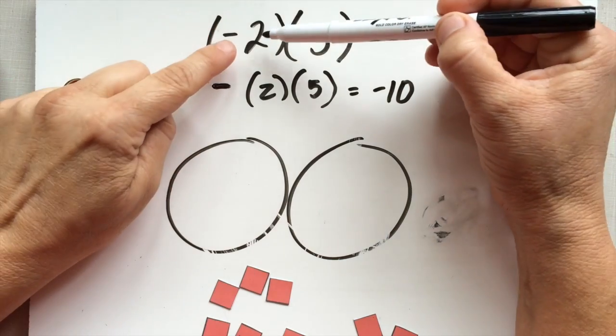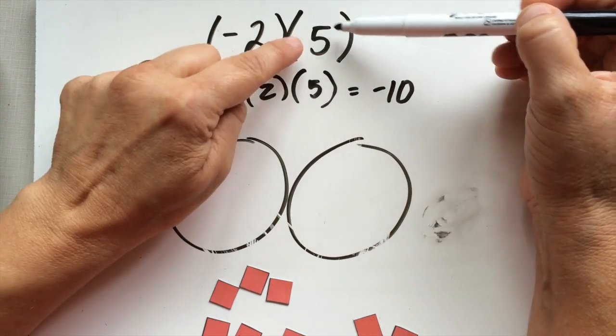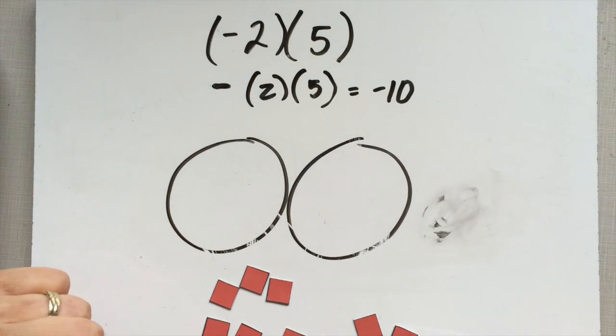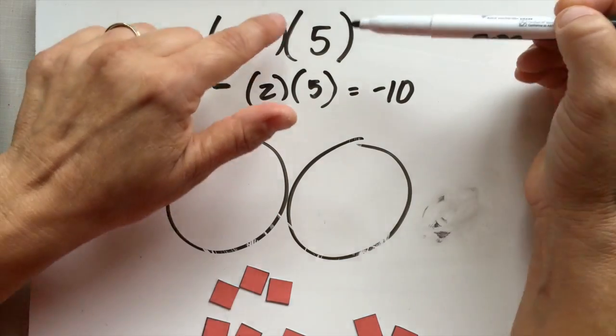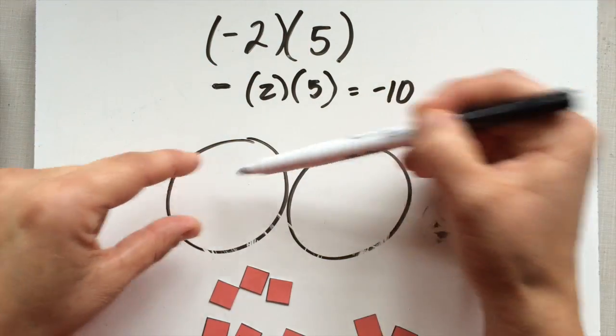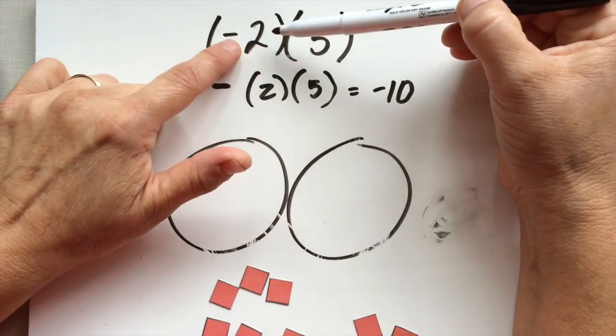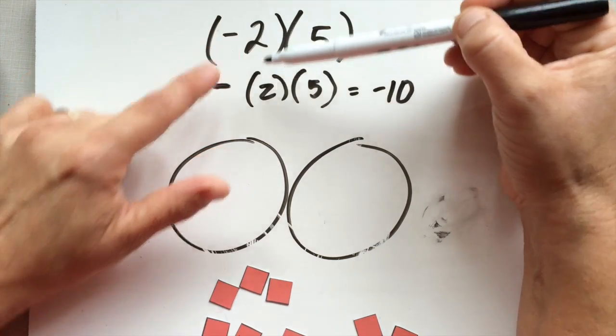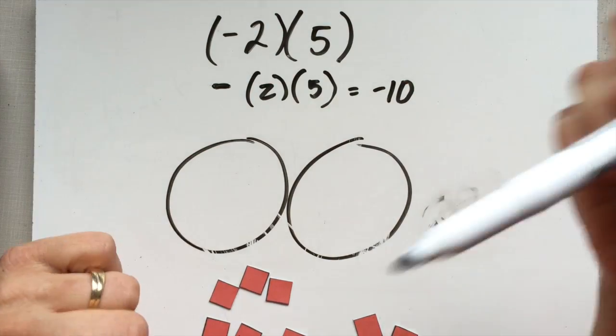It doesn't matter if the number of groups is negative or if the number is negative, you're going to get a negative answer. Do you see why? If the number in each group is negative, you're going to have negative tiles in each group. If the number of groups is negative, that's just telling you to take the opposite.